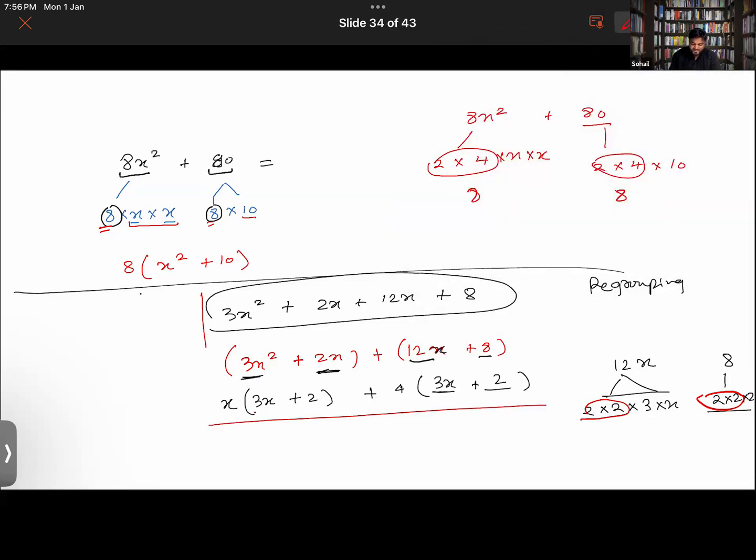Now look at this expression. Here I can clearly see that 3x plus 2 is common between the two terms. In this term and in this term, 3x plus 2 is common, right? So again, what will I do? I will take 3x plus 2 common. Okay? So what will be left now? Here x will be left, right? And here 4 is left. So let's just add them. So now these are the factors of the given algebraic expression. This is the question, and this is basically the answer to the given question.